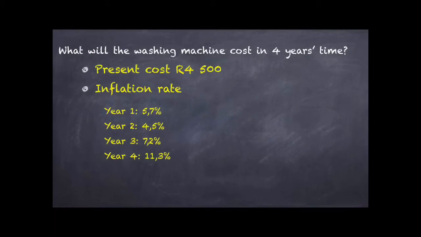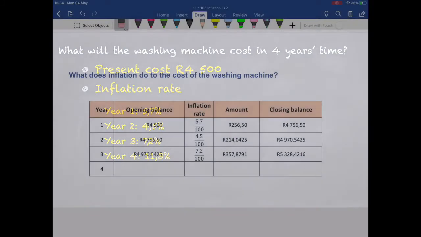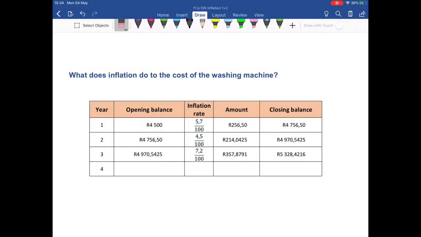Let's look and see what the washing machine will cost in 4 years' time. At present, it costs 4,500, and these are the expected inflation rates. Right, let's see what inflation does to the cost of the washing machine. I've done the first 3 years for us. It is the same as compound interest. So let's do the last one together.